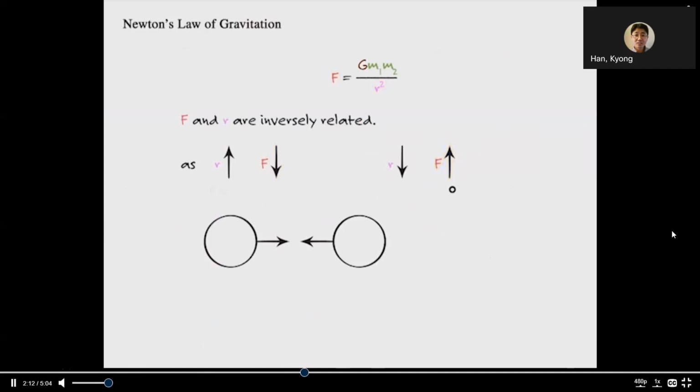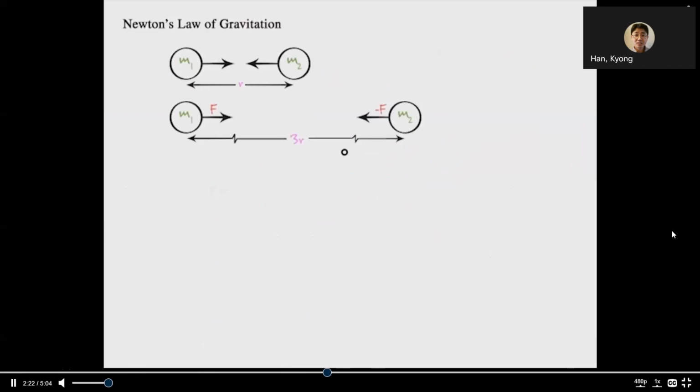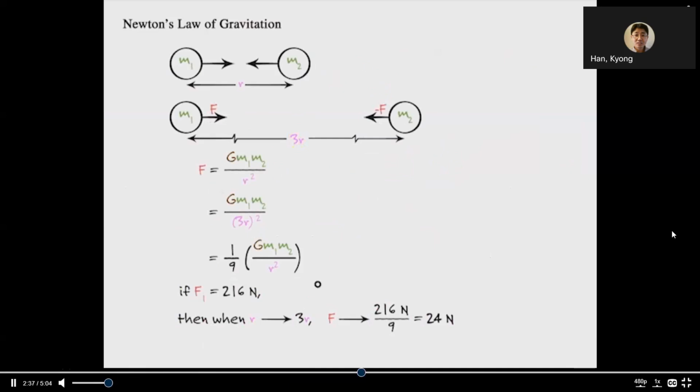Then look at how much. Since the force is related to the square of the distance, you have to take this into account. Let's say the distance increases 3 times. The force would decrease since the masses are further away. 3 squared is 9, so the force would decrease by a factor of 9. In other words, if the force had been, say, 216 newtons, it would now be 216 newtons divided by 9, or 24 newtons.